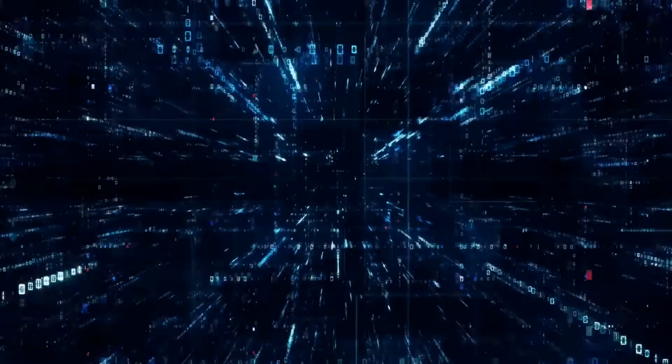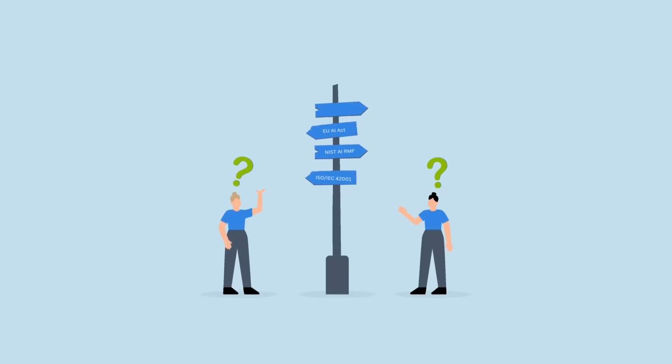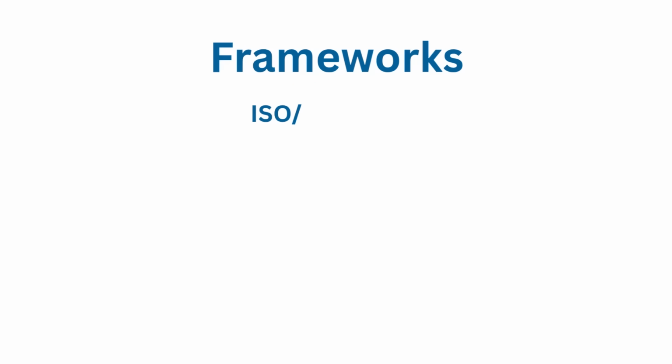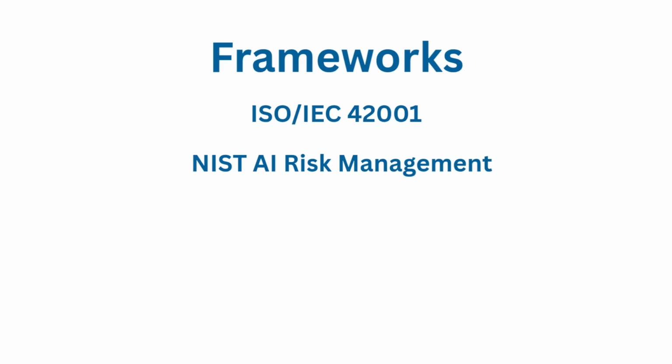At this point, frameworks start to become useful. They give you an outline of how you need to be thinking about AI risks. The most important ones to start with are ISO IEC 42001 and the NIST AI Risk Management Framework. Depending on where you are or who you want to work with, the EU AI Act can also be very important. At this stage, the goal is to understand what these frameworks are for and how they help organizations think about AI governance in a more structured way.